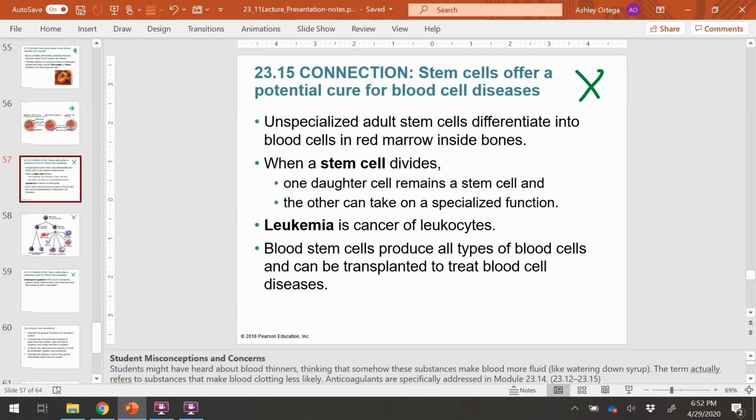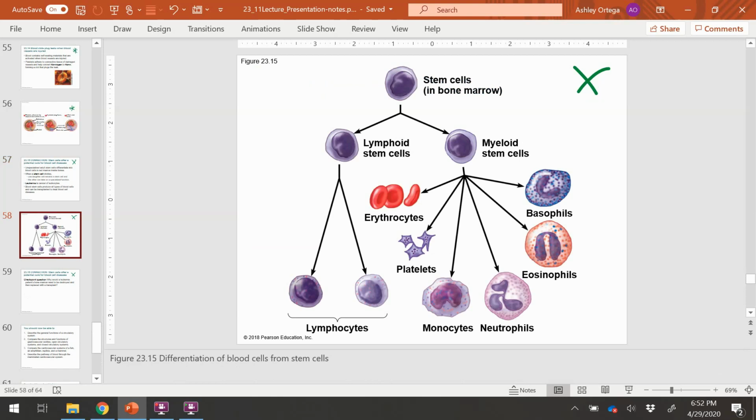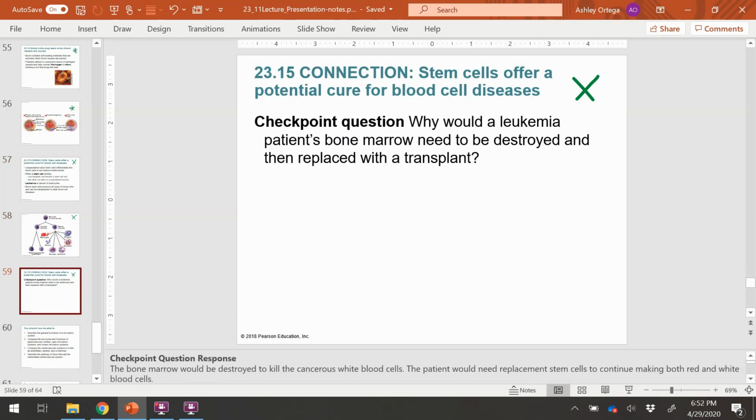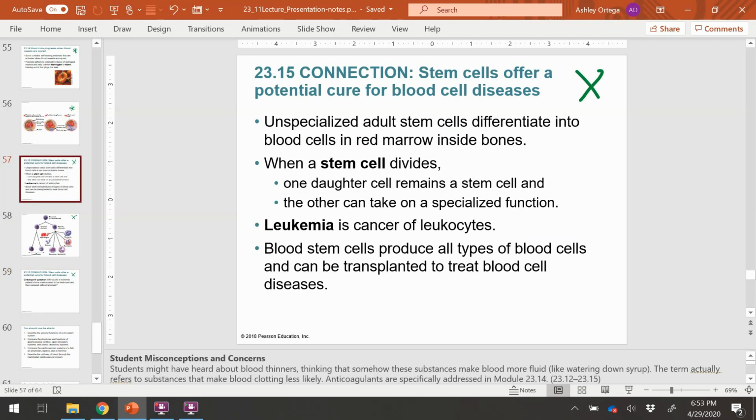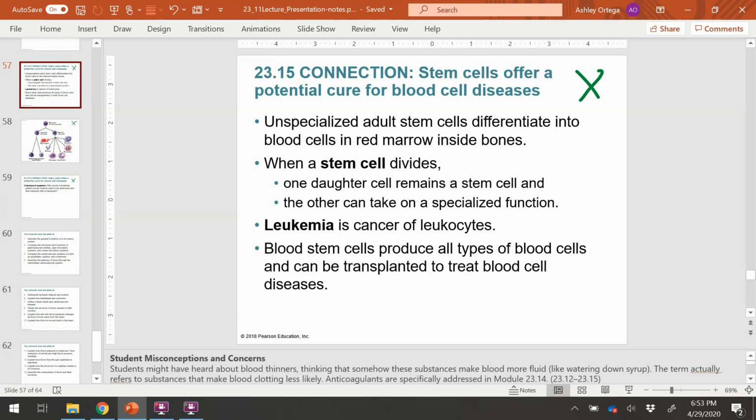This slide and then this slide here, along with this one here, is not something I expect you to memorize or to try to understand the complexity of in this section.